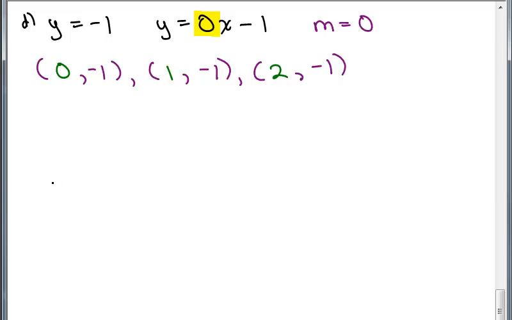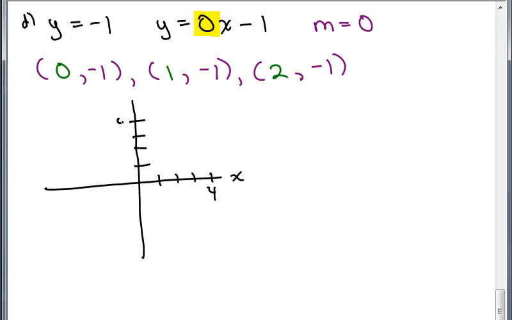And then we go ahead and graph it. Graph those three ordered pairs. Right, so there's 4 on the x-axis, and let's do 4 spaces on the y-axis. All right, so let's graph these three ordered pairs. 0, negative 1 is right here. 1, negative 1 is right here, and 2, negative 1 is right here, and we get a horizontal line. And the slope of horizontal lines is always 0. So it does make sense that the slope is going to be 0.